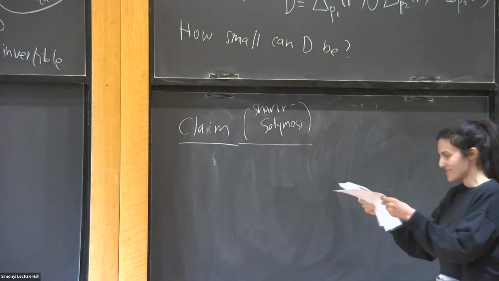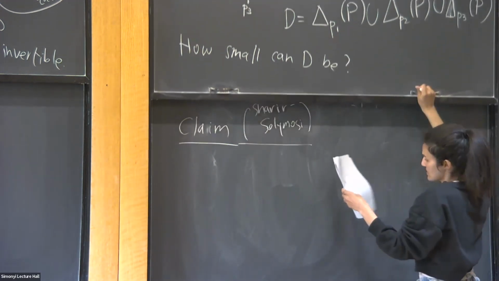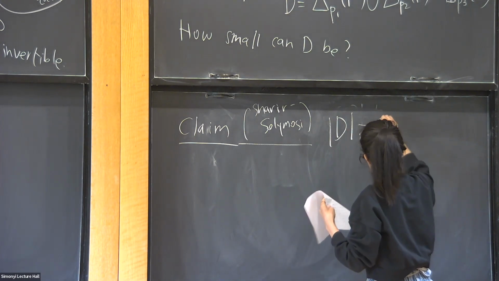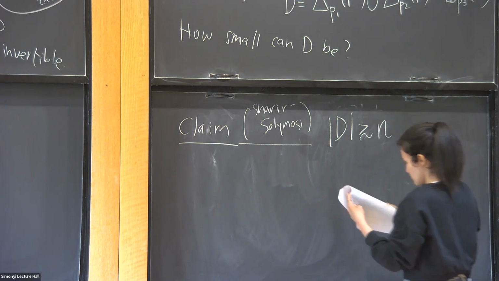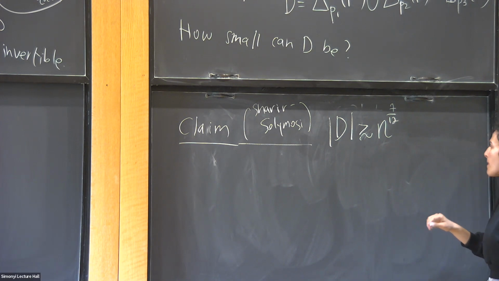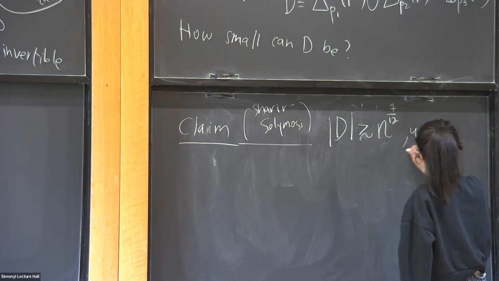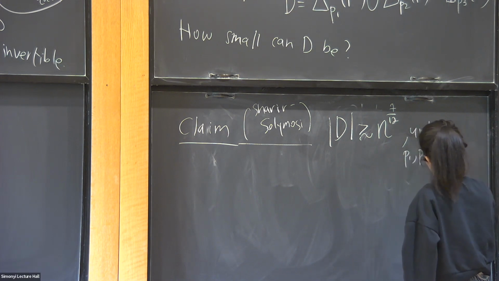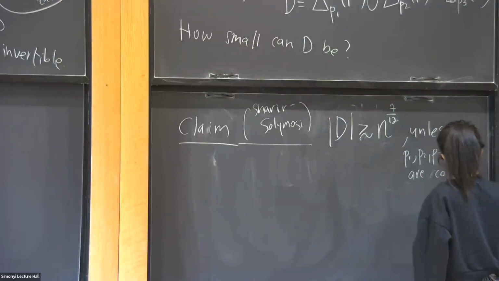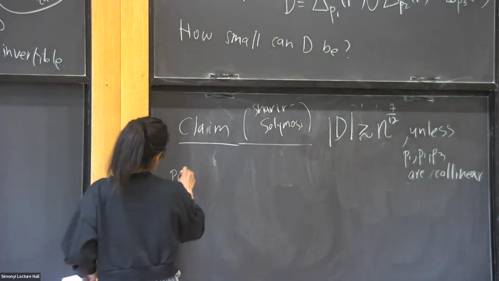So the claim is that D, right, this union, is of cardinality at least some constant times n to the 7/12, unless the 3 points P1, P2, P3 are collinear. And proof sketch.